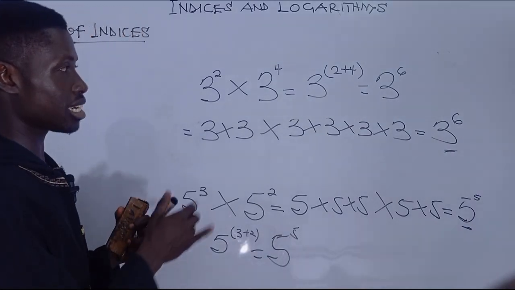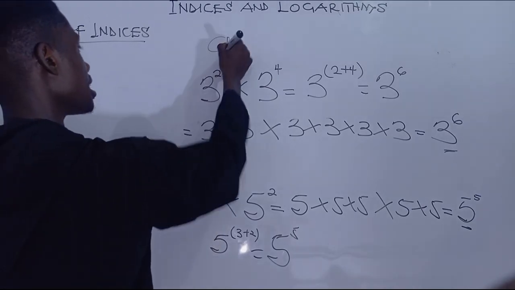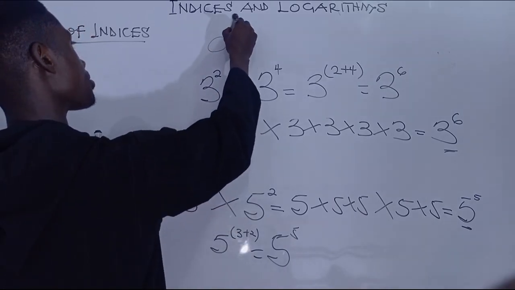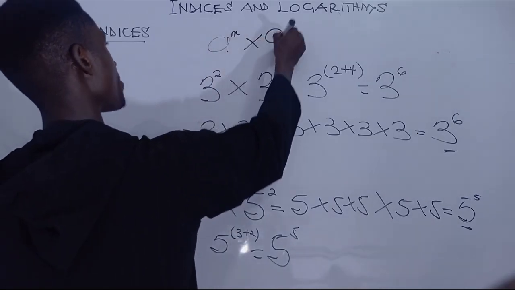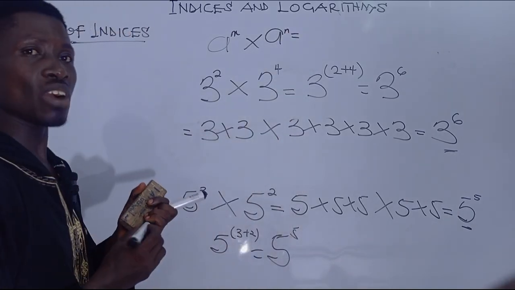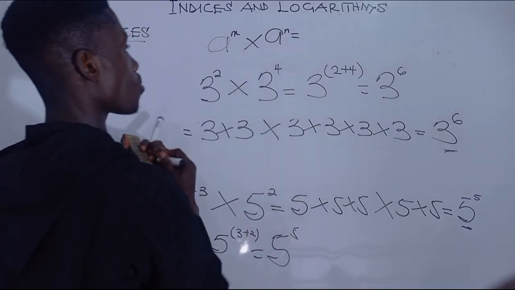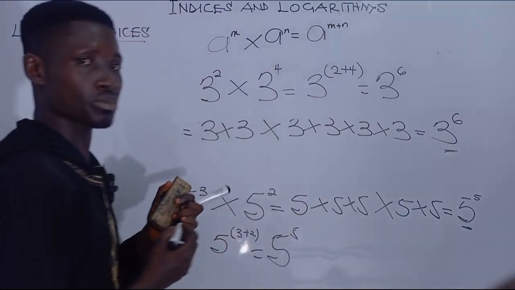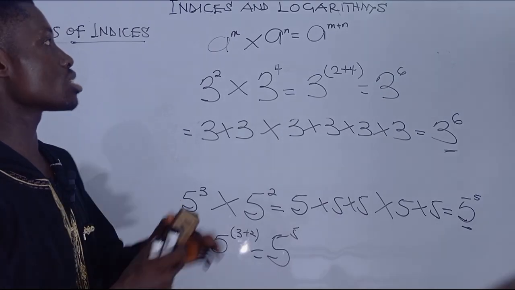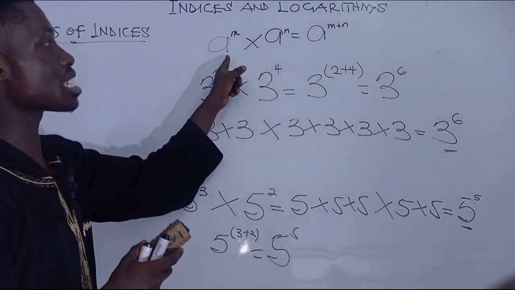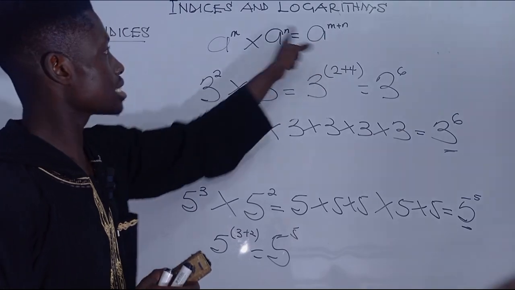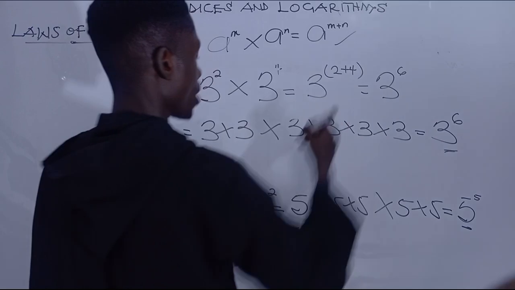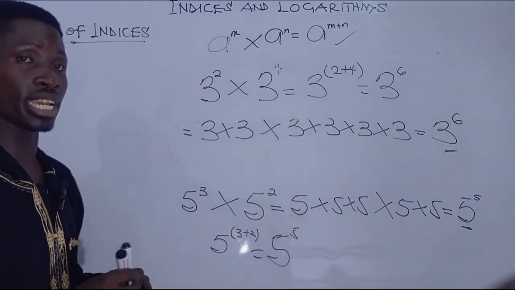So we can therefore generalize and say that if you have, let's say, A raised to the power m multiplying A raised to the power n, without fully expanding, we can just pick one of the base and then we add their exponents. When two numbers are multiplying and they have the same base, we pick one of the base and add their exponent. And this rule or law is called the multiplication law of indices.